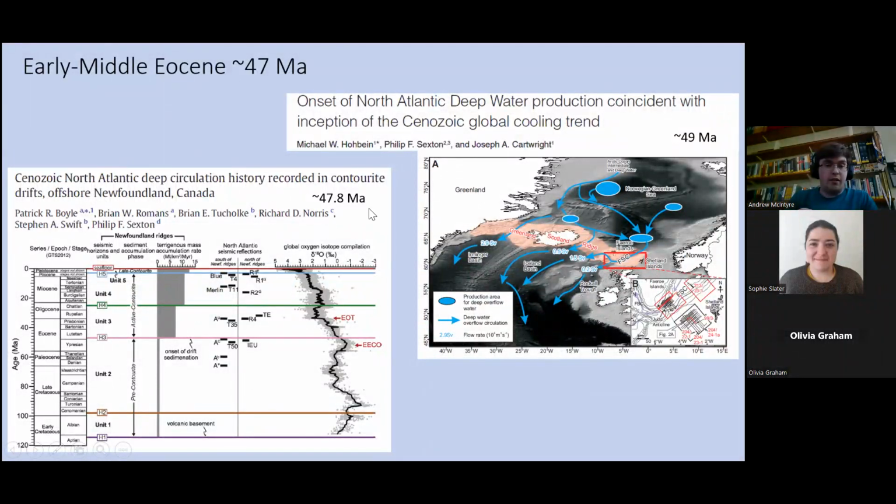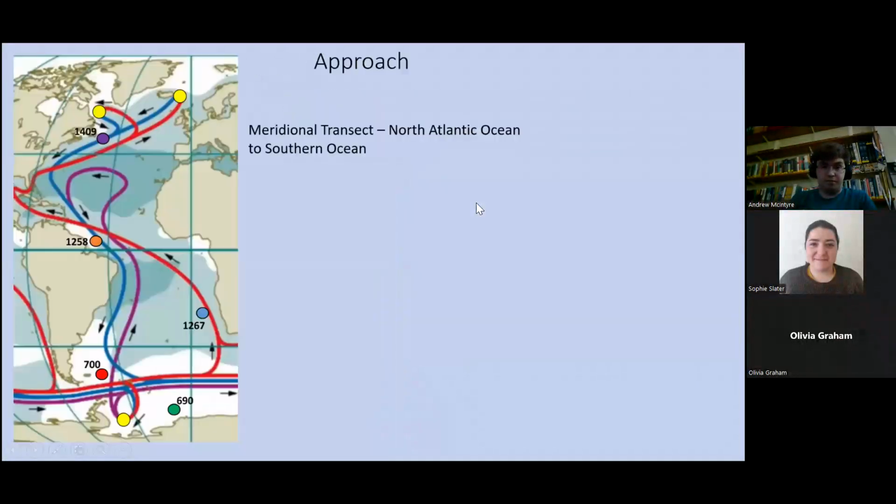And then another study looked around the early Eocene, early Middle Eocene transition, at IODP site 1409, where we start to see this onset of drift sedimentation. And these drift sediment deposits are contourite deposits, deposited from deep water masses. So these two studies suggest that around the early Middle Eocene, we have deep waters forming in the North Atlantic, and they're bathing this region.